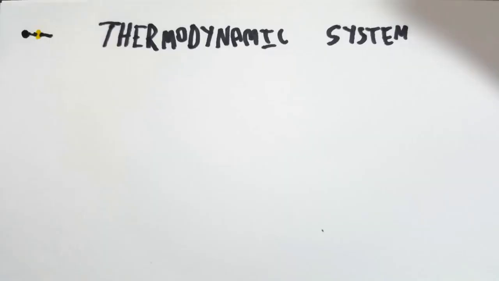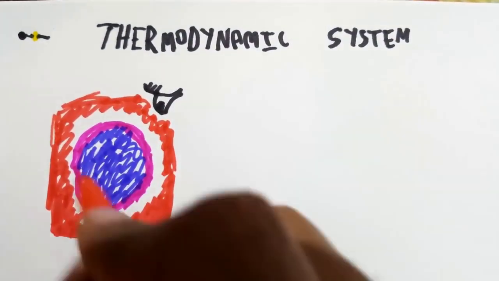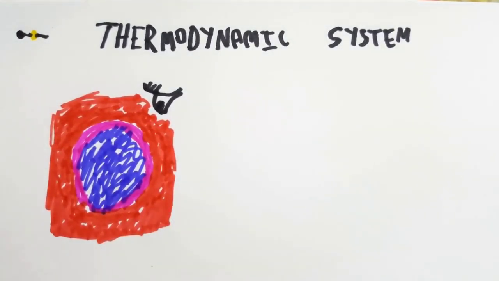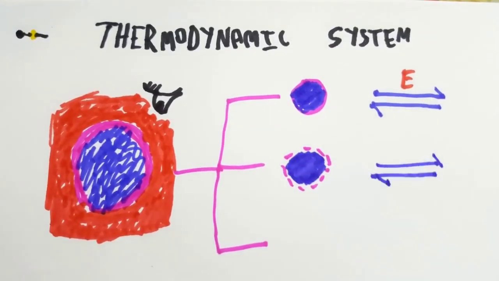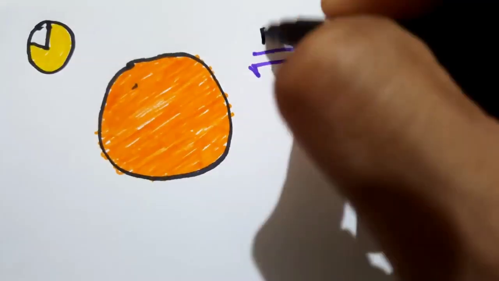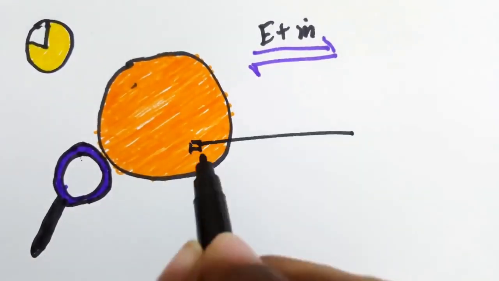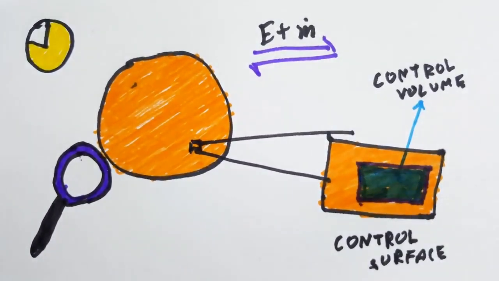A thermodynamic system is defined as a region of space upon which attention is focused. The system is separated from the surroundings by a boundary which classifies the system into: first, closed system, where only energy transfer takes place; second, open system, where both energy and mass transfer takes place; third, isolated system, where no transfer takes place. Most thermodynamic systems are open systems. By analyzing such systems, attention is focused on a certain volume within the system known as the control volume. The surface bounding this open system is called a control surface.